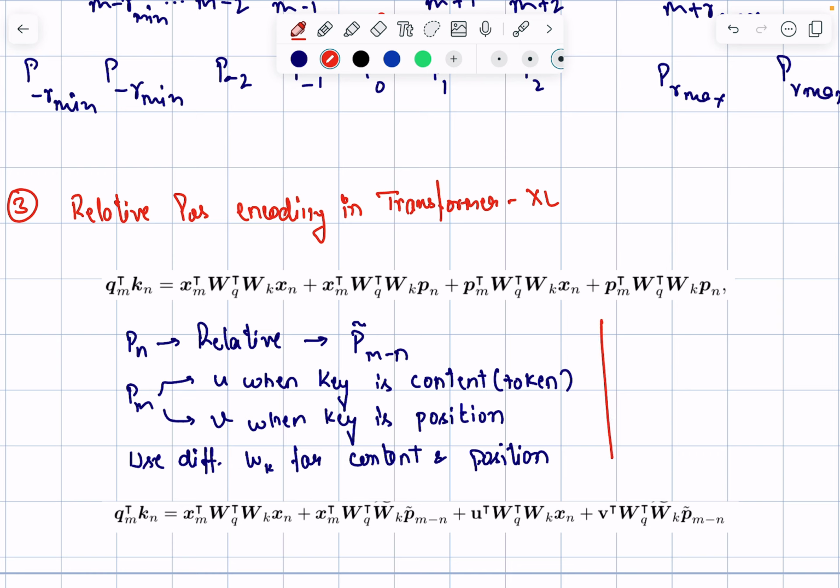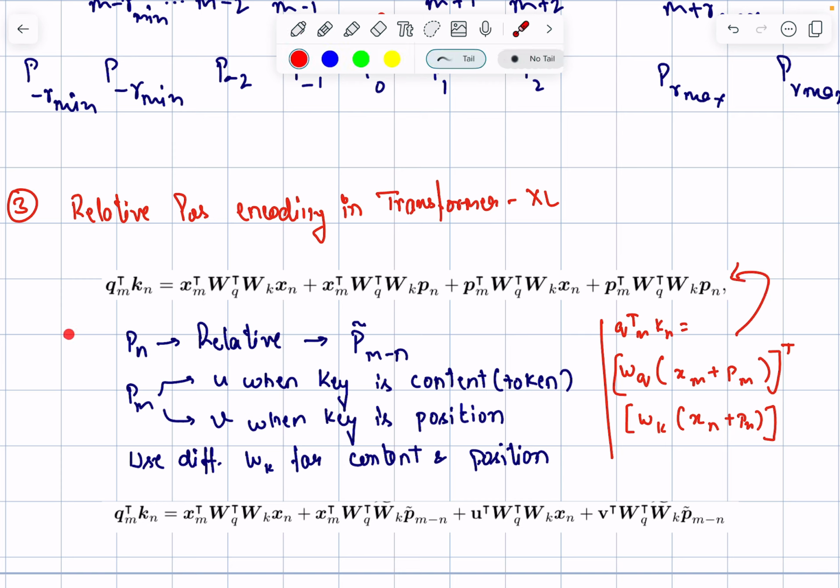Okay, so you had Q transpose K, m n, is equal to WQ into (Xm plus Pm), correct? And you take a transpose of this, and then you also have WK into (Xn plus Pn). Okay, so when you expand it, it is simply a decomposition rule. You get this particular equation. Once you have this equation, let's see what goes on.